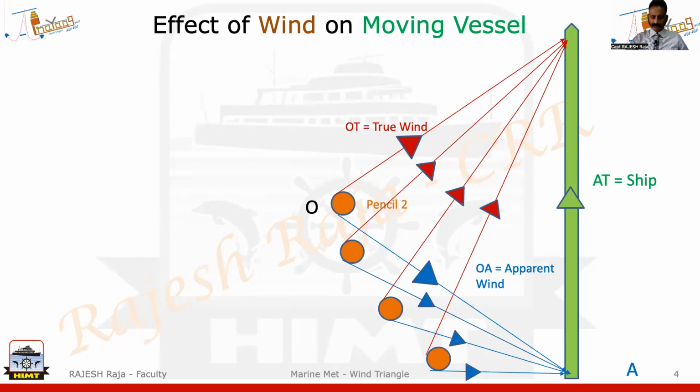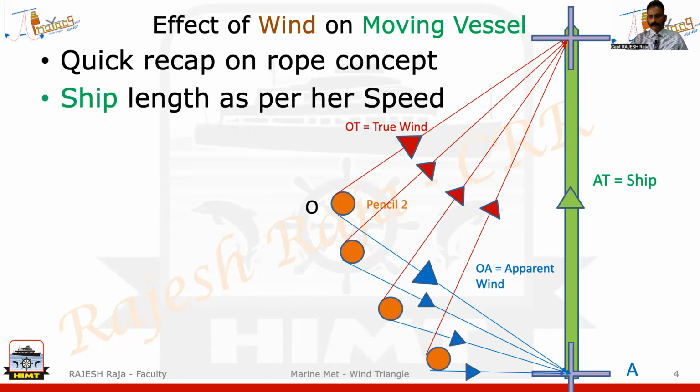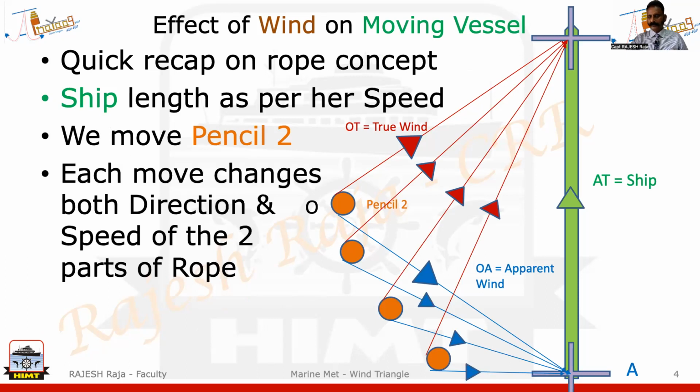I had shown you the pencil concept, the same picture I had shown you. All I had told you was, I'm going to incorporate the grid here now. So your ship's direction and length depends on what is given to you in the question, and I can tie a rope from Alpha to Tango. And when I use the pencil number 2 to stretch it, I get two components. I can move the pencil in various directions, and that is going to give me different vectors of the true wind.